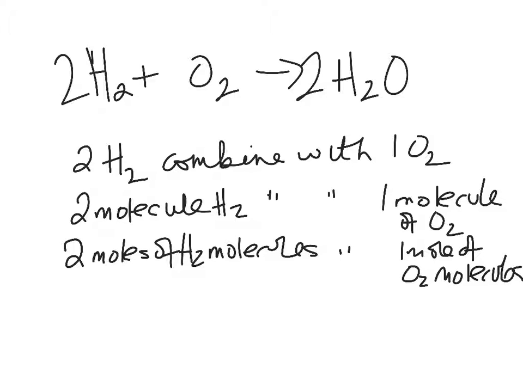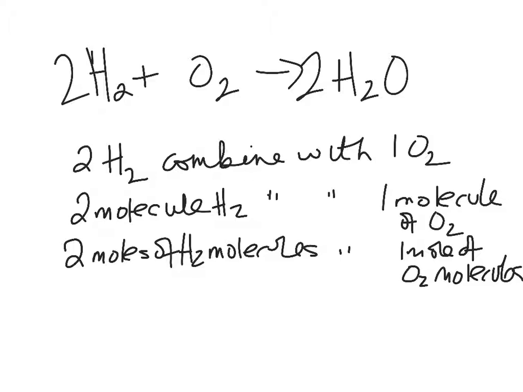But chemists need to be efficient. We need to be able to convey this information in a clearer, more concise manner. So we use what we call mole ratios. And you've already used ratios when you look at Avogadro's number and using dimensional analysis. You set it up as a ratio.